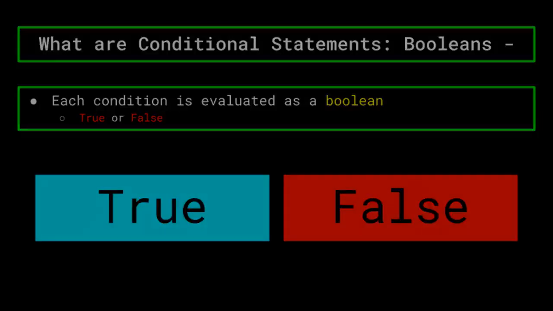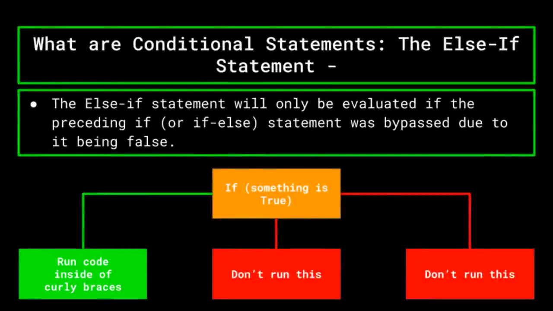The if statement comes with two more additional statements that can go with it, else if and else. Else if is a conditional statement used directly after an if statement and carries out mainly the same function as an if statement. However, the else if statement will only be evaluated if the preceding if or the preceding else if statement is bypassed due to its condition being false. So we would run through it like so.